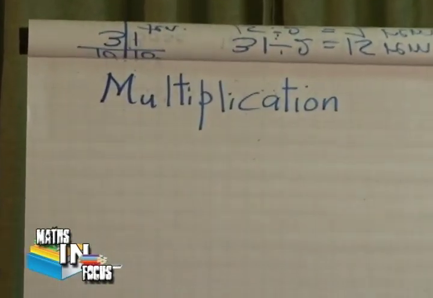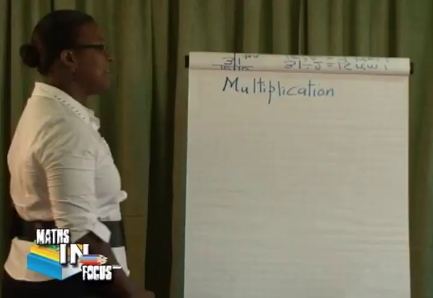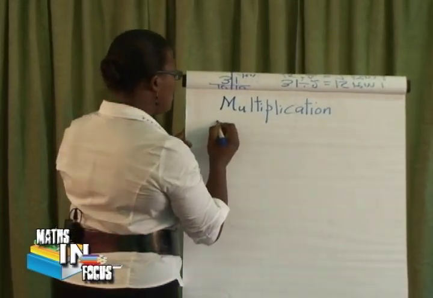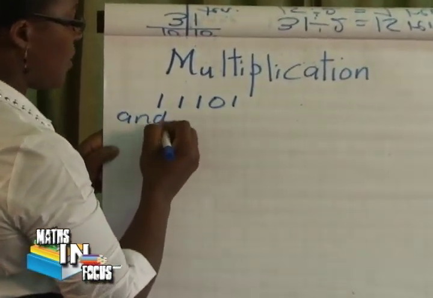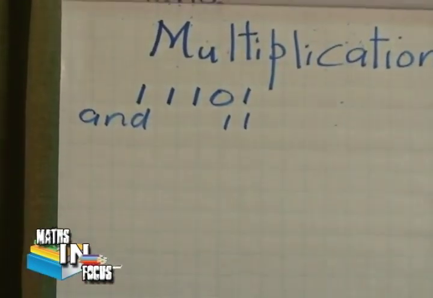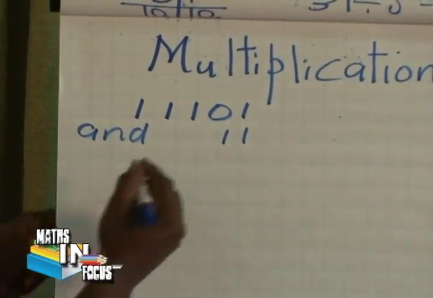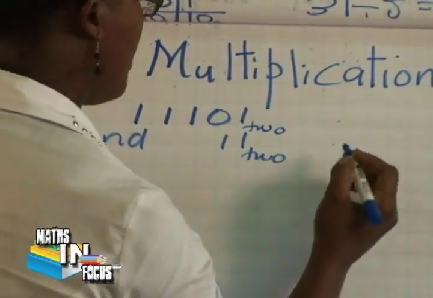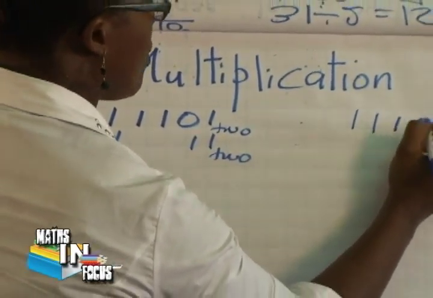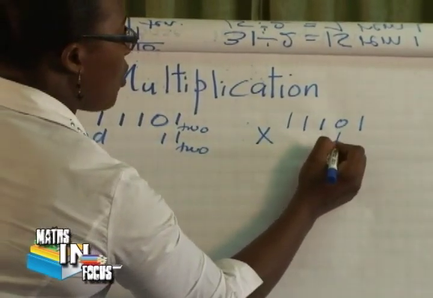And what two numerals are we going to use again? Zero and 1? Why? Because it's the base 2 system. Zero and 1. Very good. Now we're going to find the product of 11101 and 11. These are both in base 2. So we set them down in the normal way. 11101 is being multiplied by 11.